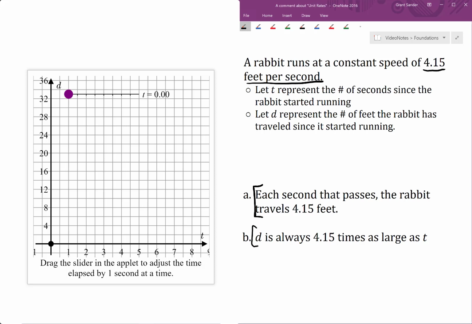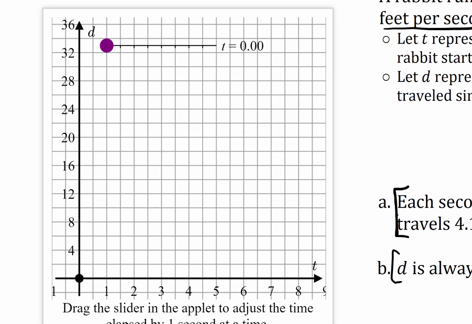So two ways of thinking about this, they're both certainly true, but one of them is a little more powerful than the other. So if we think about situation A, each second that passes, the rabbit travels 4.15 feet. But if that's the only way we think about this, then over here on the left, if we think about the graph of d in terms of t, then we're only thinking about t changing by 1 unit at a time. So as t increases, it just jumps by values of 1.